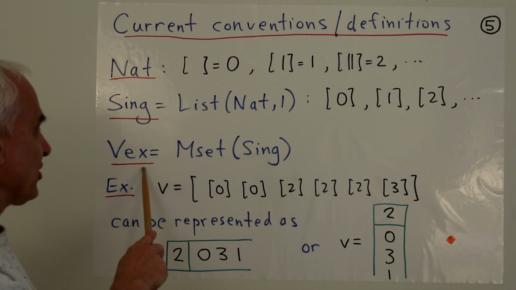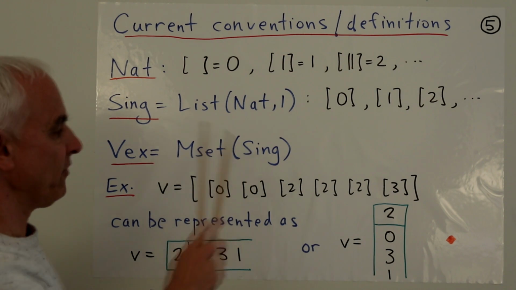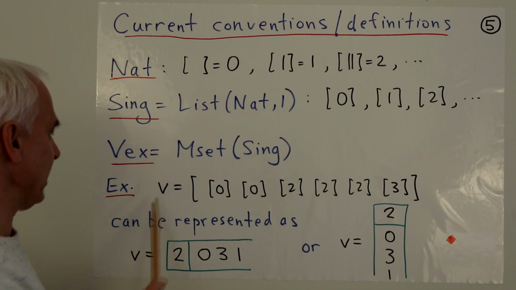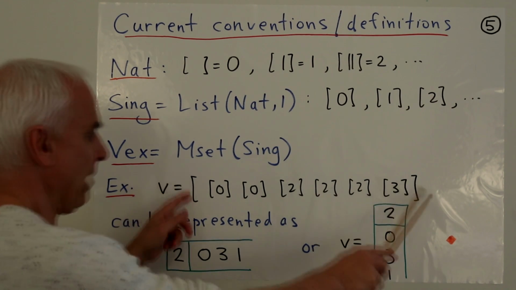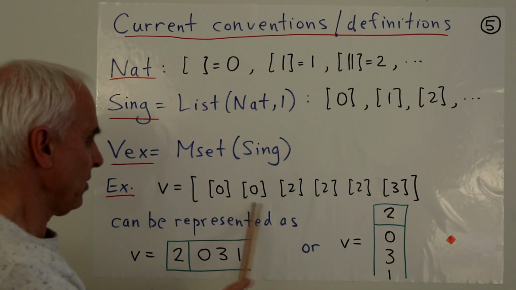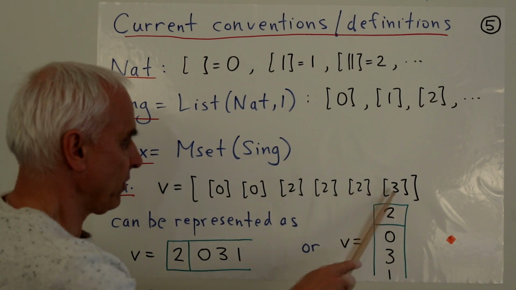All right, and then a vexel is by definition an M-set of singletons. So for example, here is a vexel. It's an M-set consisting of singletons. There's a singleton 0, 0, 2, 2, 2, 3.